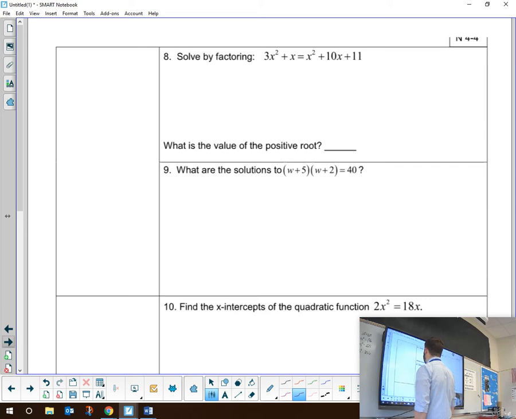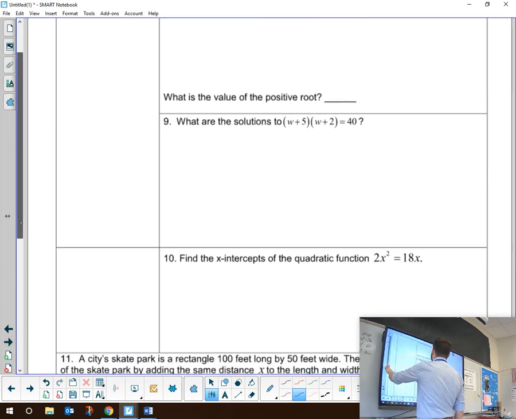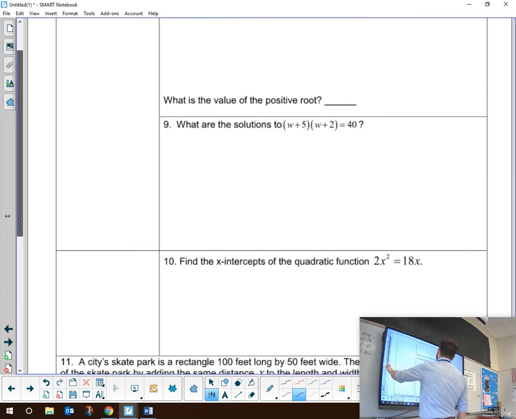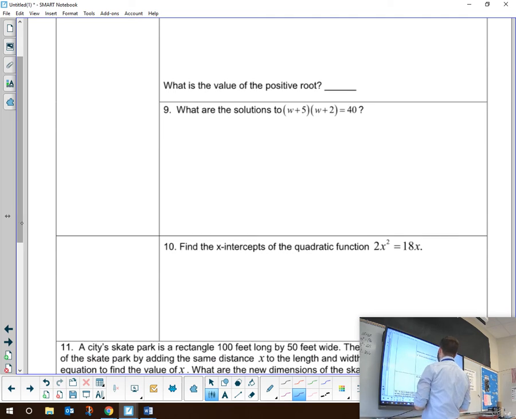Okay, turn the page. Let's take a look here at number 9 real quick. Number 9 says, what are the solutions to W plus 5 times W plus 2 equals 40? I would first look at this and think, oh, it's already factored for us. We're good. Oh, no, it's not set equal to 0. So here's what we have to do. We have to build our problem before we really get going.